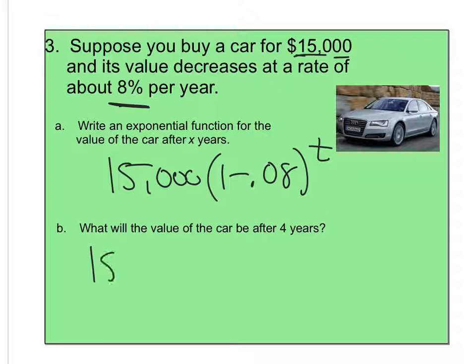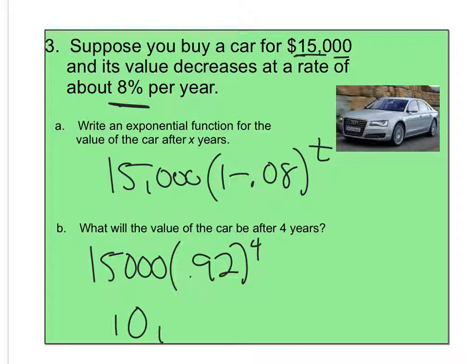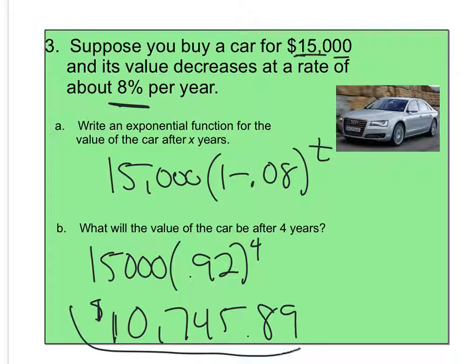So this becomes 15,000 times 0.92 raised to the 4th, and that is going to be 10,745.89. There is my total dollar amount. So after 4 years owning the car, instead of 15 grand, it's worth about 10 grand.